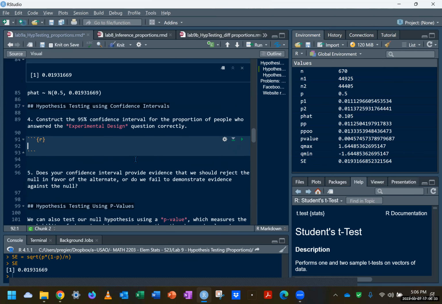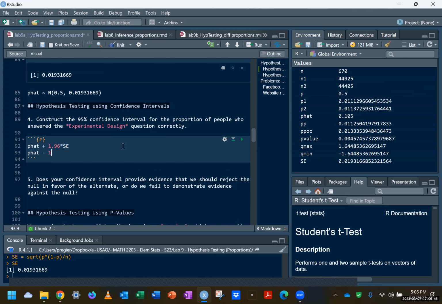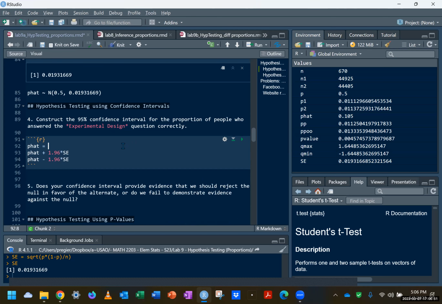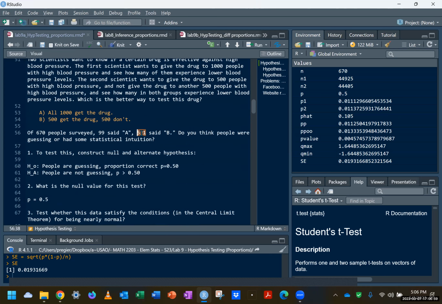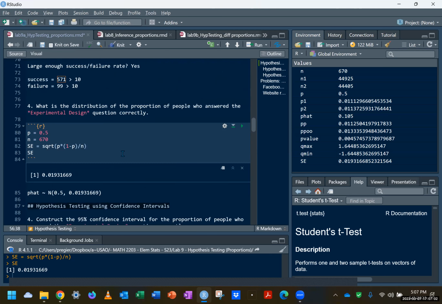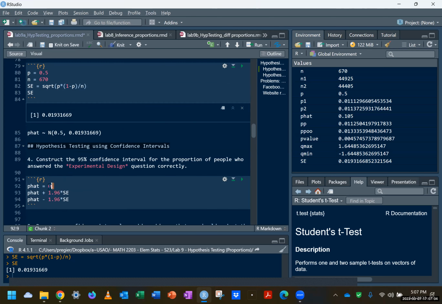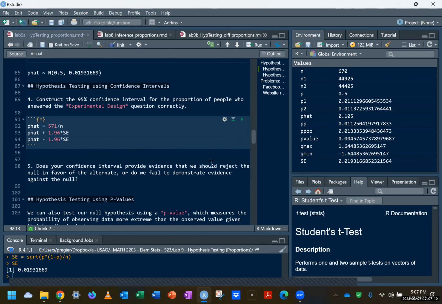So to conduct our 95% confidence interval, we're going to say P hat plus 1.96 times SE and P hat minus 1.96 times SE. And so what was P hat? P hat was, I think, maybe we didn't answer this already, the proportion of people correct. So 571 divided by N. So that will give me my confidence interval.